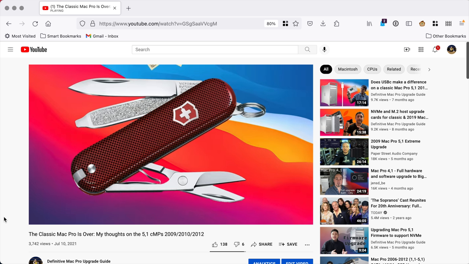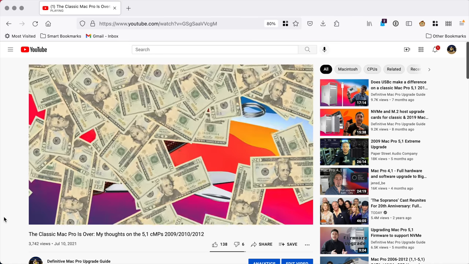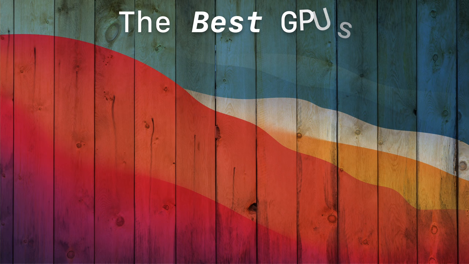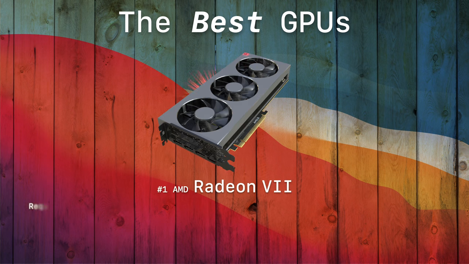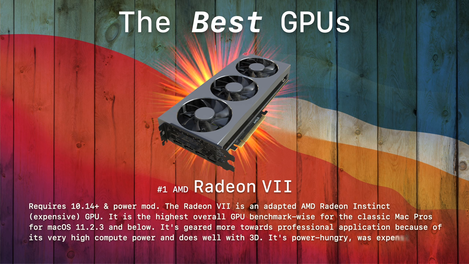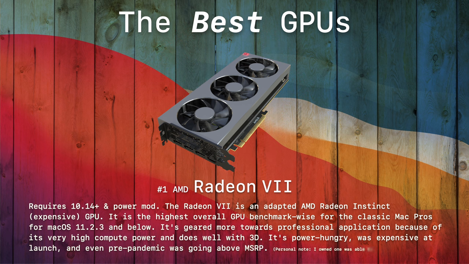So, what GPU should you buy? Well, that's a question between you and your wallet, and GPU prices are always fluctuating. The best supported GPU for the classic Mac Pros is the Radeon 7. It absolutely rocks at compute, and it's also one of the fastest for 3D performance. It is also supported under macOS Mojave, which was the last officially supported OS for the classic Mac Pros, and it can run 32-bit applications, which is important for some legacy software users. The bad news is, thanks to the pandemic, it is really expensive. I mean, seriously expensive. It was never cheap to begin with.